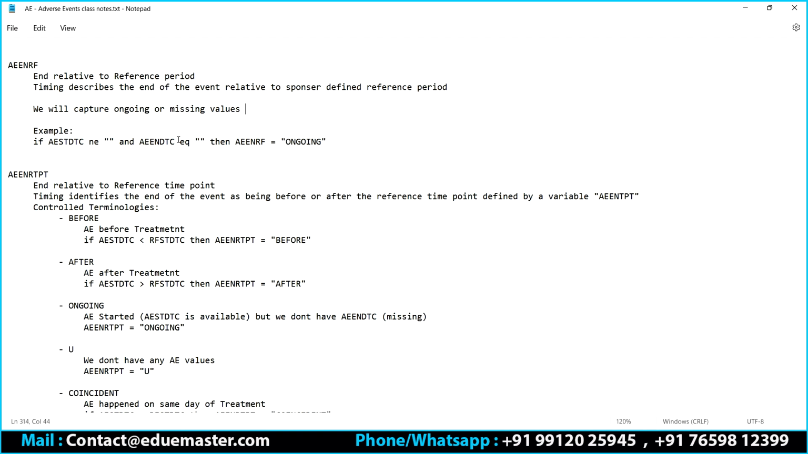In which case is it ongoing and in which case is it missing? If I have a start date but I don't have an end date, it is going to be ongoing. If I have both start date and time and end date and time, then it is going to be blank. Okay. Got it? If it is populated, then blank. Exactly.